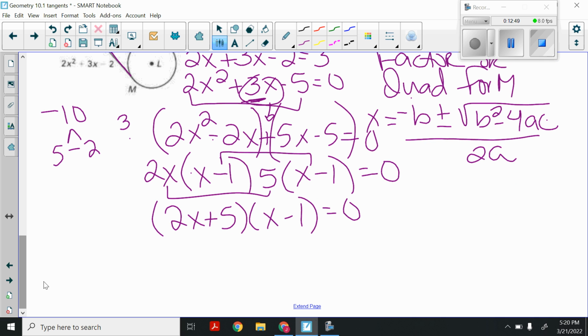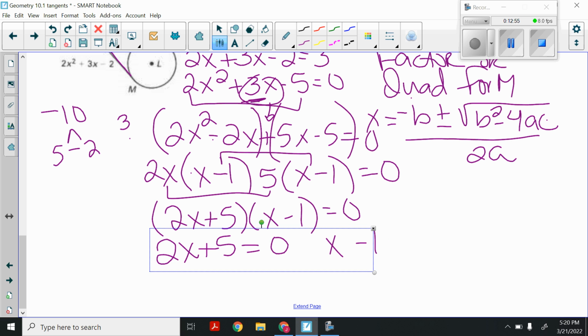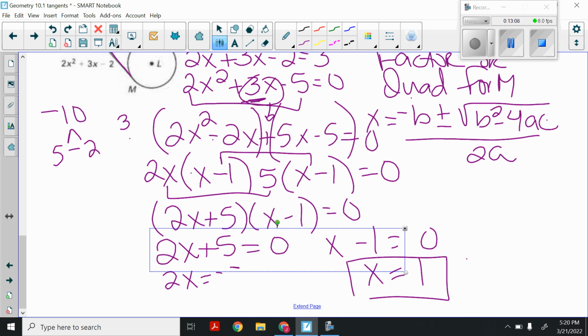So now I want to solve them. I set them both equal to 0. So I say 2x plus 5 equals 0 and x minus 1 equals 0. This x minus 1 equals 0, that's easy. I just have to add 1 to both sides. So I get x equals positive 1. So that's one of my answers. Over here, subtract 5. So I get 2x equals negative 5. Now divide by 2. So I get x equals negative 5 halves. So on this one, I had two answers: x equals negative 5 halves and x equals positive 1.